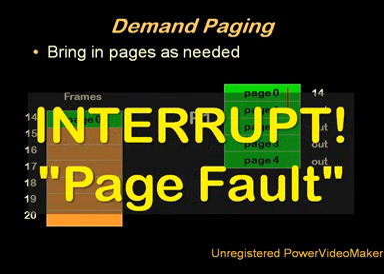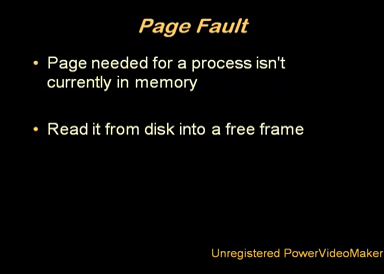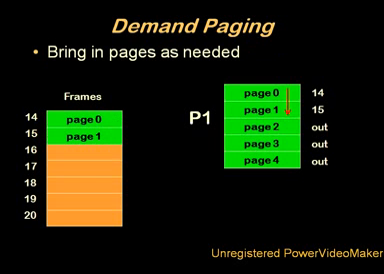This interrupt is called a page fault. I'm not ready to actually transfer into something that's in a different location. I have to actually make sure that that piece of program code gets loaded. So a page fault happens when a page needed for a process is not currently in memory. It's out on disk someplace, so I read it from the disk into some free frame and then let things go on. Page 1 and page 2 can get loaded when they're needed.